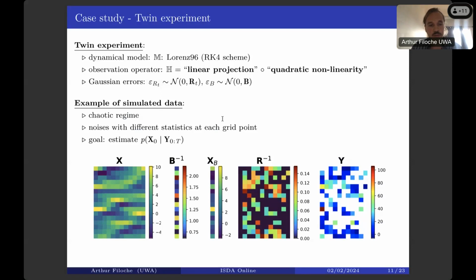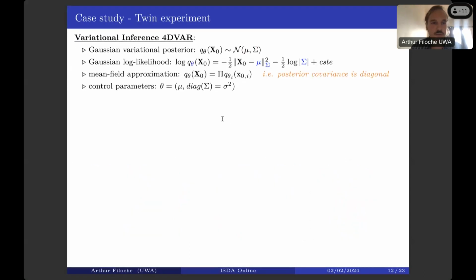And now the goal will be to estimate the full posterior, to estimate the posterior of the initial condition knowing the observation. So let's apply variational inference for 4D-Var with a very simple variational posterior. Let's say a Gaussian, and we also make the mean field approximation, which basically says we are looking for a Gaussian with a diagonal covariance. So now the control parameters are the mean of this Gaussian and the diagonal of the covariance matrix. And those are computationally the same size as the initial condition, same dimension.